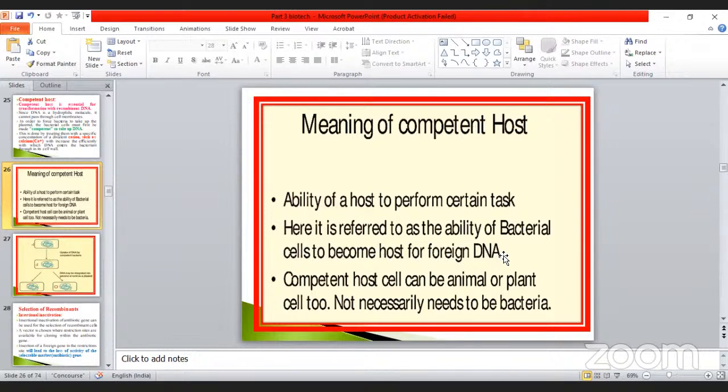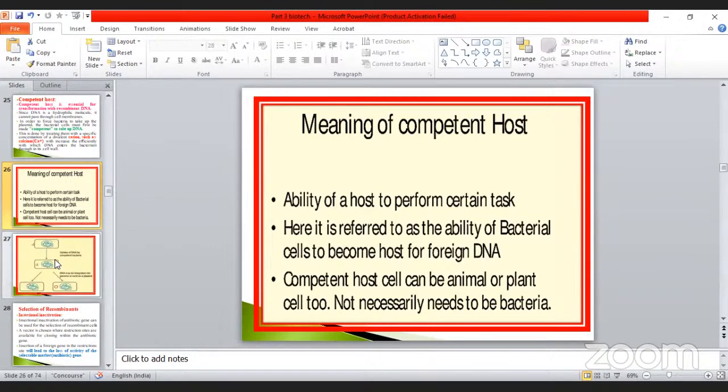A competent host cell can be an animal or plant cell; it does not necessarily need to be a bacterium. So what does competent mean? It is not only a plant cell or only an animal cell. Sometimes it may be a bacterium, sometimes a plant cell, sometimes an animal cell. These are the important things.